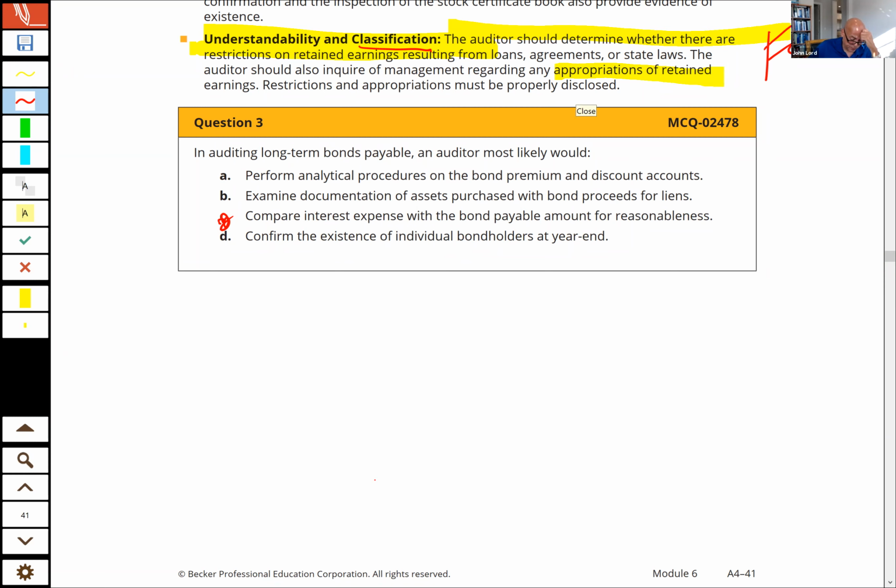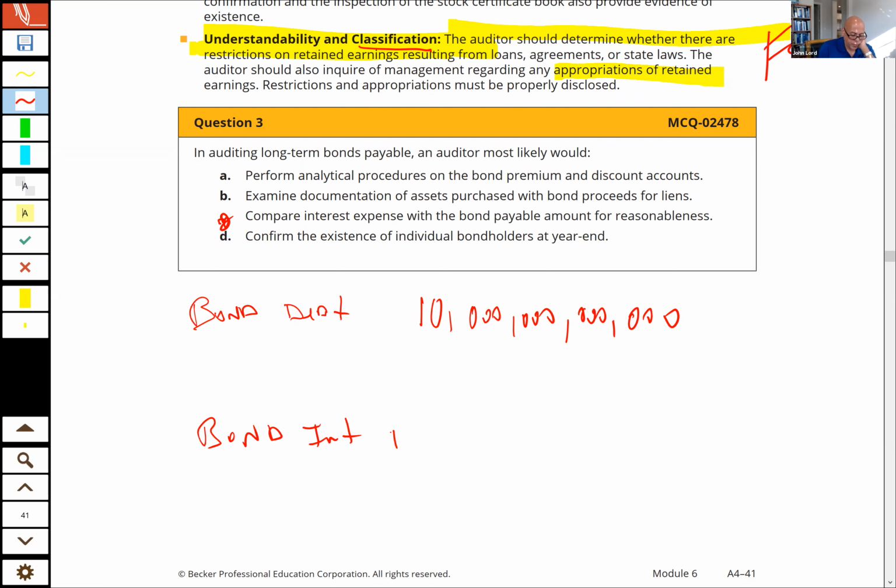Let's say I told you that a company had $10 trillion in bond debt. And then I told you that their bond interest expense for the period was $5. Would you be suspicious? Yes.